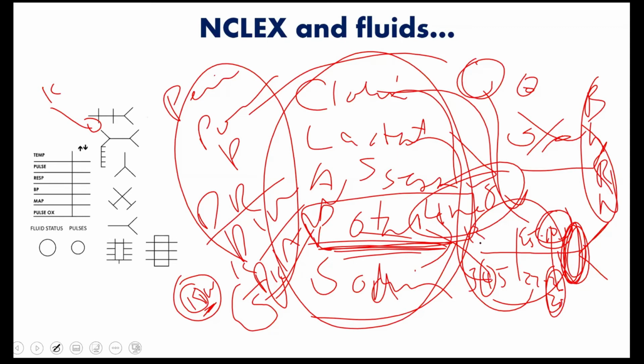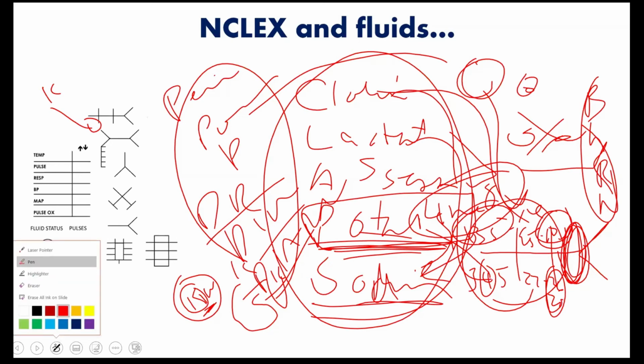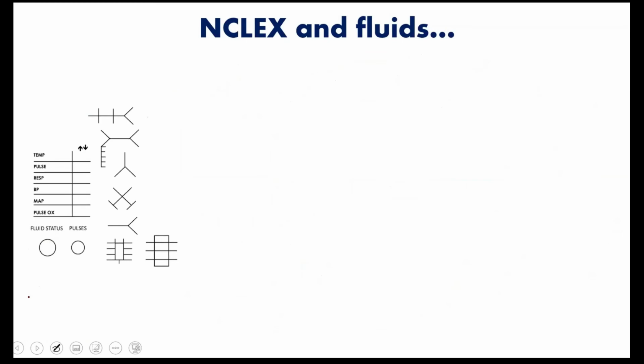Sodium is normally 135 to 145, and the sodium concentration of this solution is about 135, 134, 132. All right, nuts to know. You don't need to know that. It's just one of those things that's kind of neat to know when we're talking about NCLEX and IV fluids. All right, what else do we have?